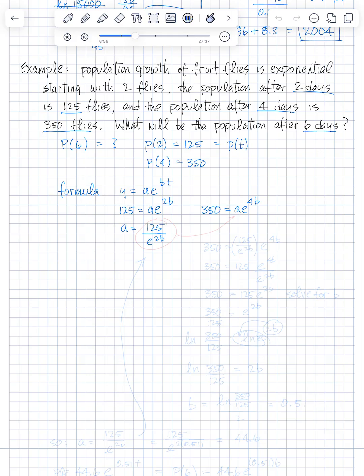So that's A, and we're now going to take and substitute this value in for A on the second one. So that's going to give us 350 is equal to A, which is 125 over e to the 2B, times e to the 4B. So let's pull the 125 out. So we'll rewrite it. This is equal to 125, and then we have e to the 4B divided by e to the 2B. Well, e to the 4B divided by e to the 2B is just e to the 2B. So we have 350 is equal to 125 e to the 2B, and now we can solve for B.